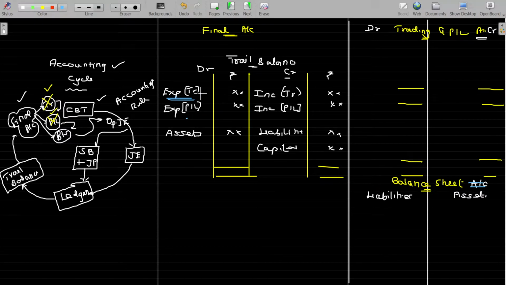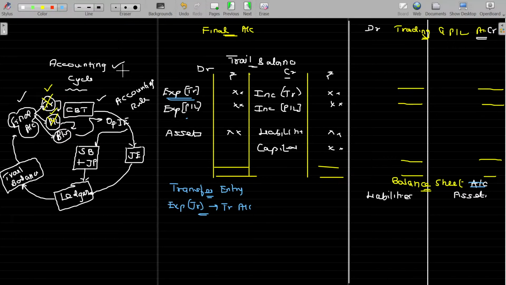I am transferring this expenses account from the trial balance to the trading account. How do I pass the transfer entry here? Just see that. I am going to pass the transfer entry here. So, for transferring expenses related to the trading account to the trading account, how do I pass it?